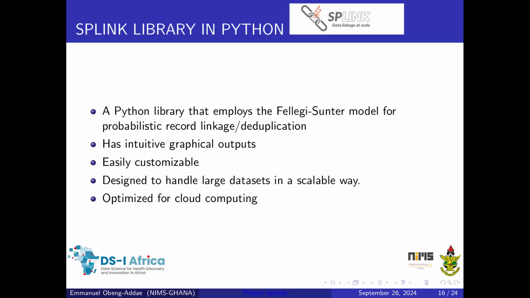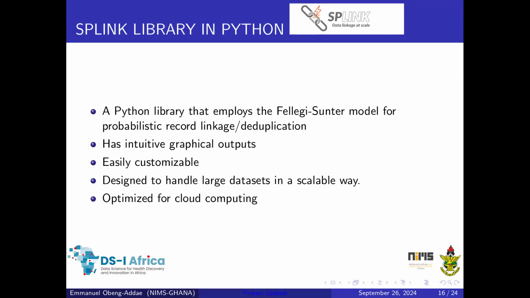So let me talk just a bit about Splink, and then we go into a very typical example to understand what's going on. Splink is a Python library that employs this Fellegi-Sunter model for probabilistic record linkage. And the beautiful thing about it is that it has a very intuitive graphical output that illustrates exactly how the model predicted that a record pair is a match or not. And we'll see those graphical outputs as we run the code.